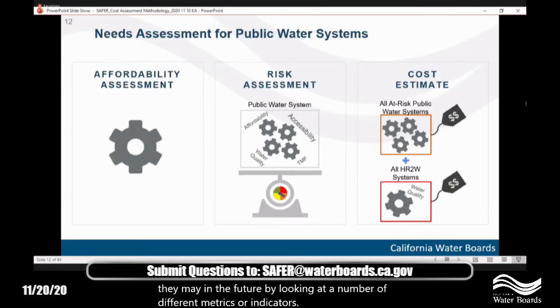And then our cost estimate is looking at our at-risk systems and our systems that are currently failing and are on the human right to water list. And it's supposed to estimate how much would it cost for us to provide solutions for our at-risk and human right to water systems. What would that price tag be?